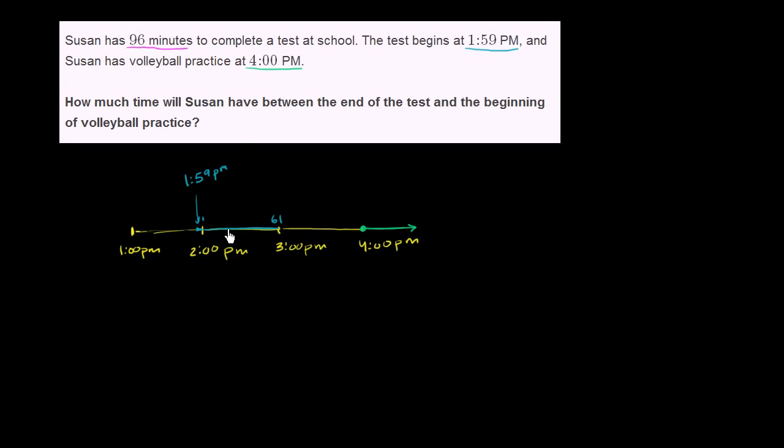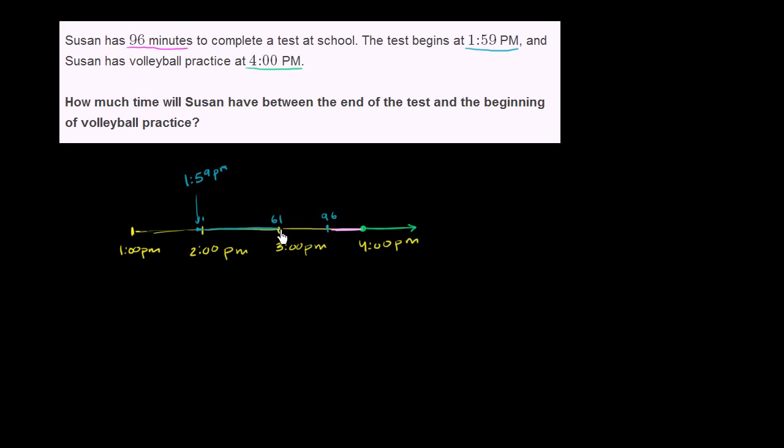So we know that the entire test is 96 minutes. So we're going to get to some point right over here, some point like this. That's 96 minutes. And what we need to figure out is what is left over. What is this distance right over here? Or what is this difference in time right over here? To figure that out, we need to figure out the time at which 96 minutes have passed since the beginning of the exam.